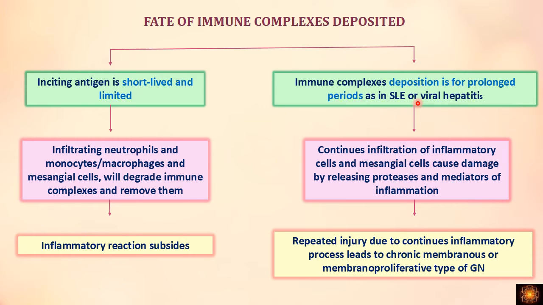We have a continuous deposition of the immune complexes which will be producing the inflammatory response, and you have a continuous release of the mediators and the proteases by these inflammatory cells. So repeated injury occurs due to the continuous inflammatory process. So that leads to chronic membranous or membranoproliferative type of glomerulonephritis. So if the antigen is short-lived, damage doesn't occur because it is removed by the inflammatory cells. But if the deposition is for a longer time, then definitely it produces more damage, producing chronic membranous or membranoproliferative type of glomerulonephritis.